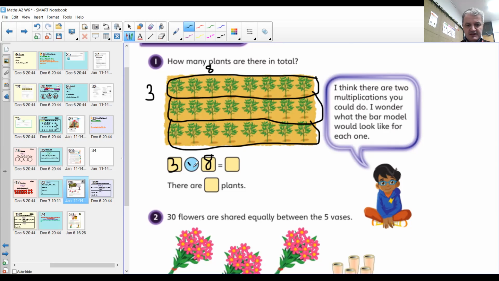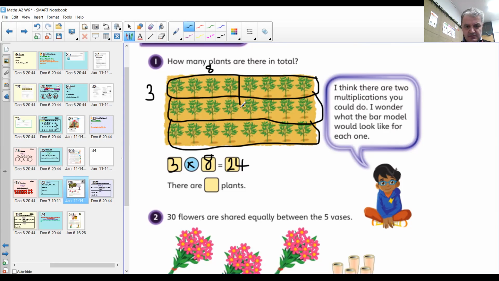Okay, if we know our 8 times table, it would be 4. Now, what about this? How many lots of 4 would it be?